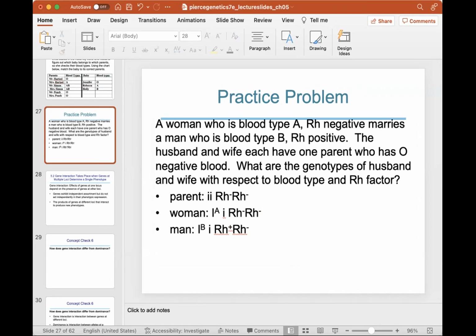Yep, Joseph got it right. Exactly. Rh minus means negative. Rh plus, Rh minus, or Rh plus means positive.